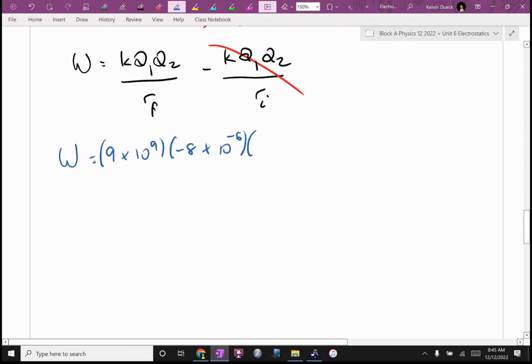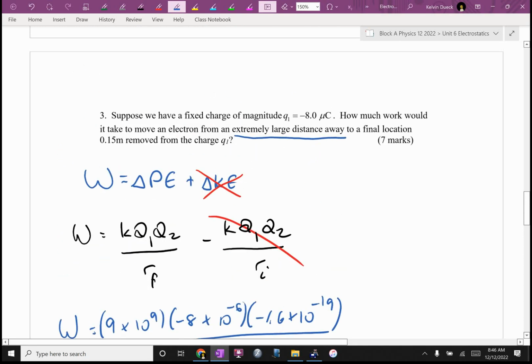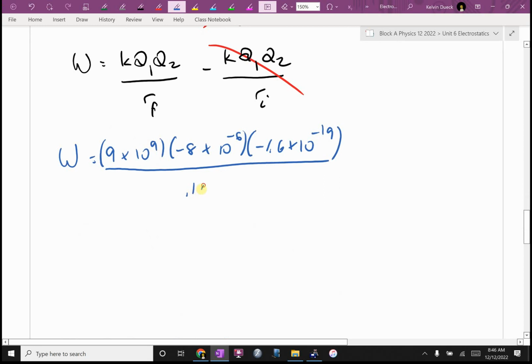Q2, they didn't give me Q2. It's an electron. Negative 1.6 times 10 to the negative 19. Okay? If you leave that blank, or if you don't know it, it's on your formula sheet. Also the mass of an electron if there's a question that involves mass. Here it's just that, and our final was 0.15.